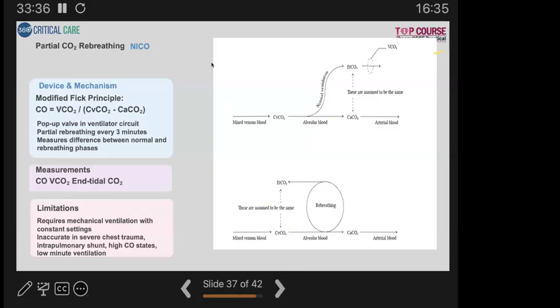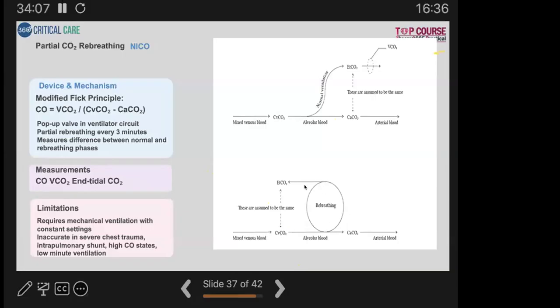You select a baseline value where, for the formula, you need VCO2, how much carbon dioxide is produced, and the arterial concentration and venous concentration of the carbon dioxide. In a normal patient before rebreathing, the EtCO2 corresponds to the VCO2. Arterial can be taken from the ABG, and from a mixed venous blood sample, you can take the venous carbon dioxide content. This is in a normal patient.